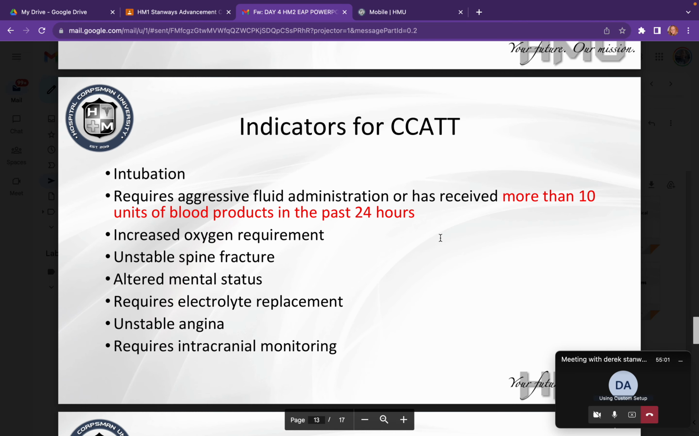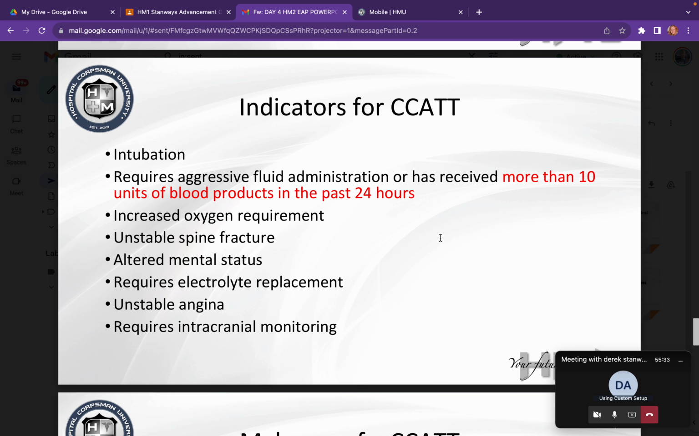All right, so indicators: intubated, requires aggressive fluid administration, more than 10 units of blood products in the past 24 hours. So again, a major system trauma, this person has suffered severe bleeding, and they have pushed copious amounts of blood. Increased oxygen requirement, unstable spine fracture, altered mental status, electrolyte replacement, unstable angina, everyone knows what angina is, unstable chest pain, and it requires intracranial monitoring.